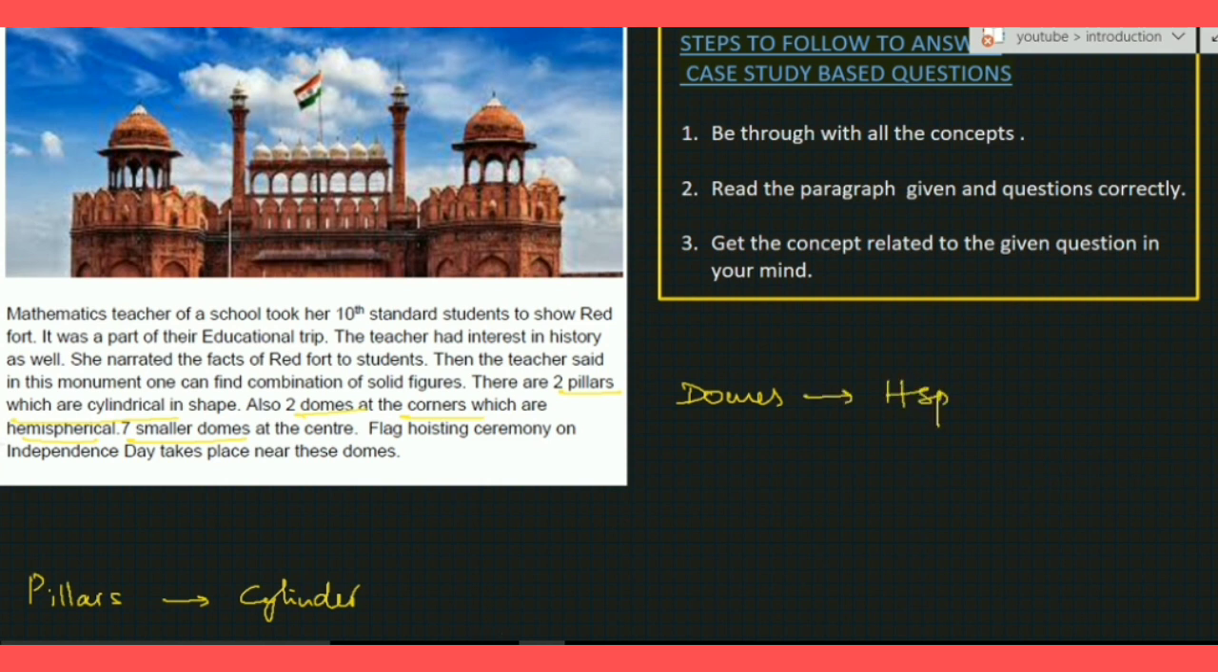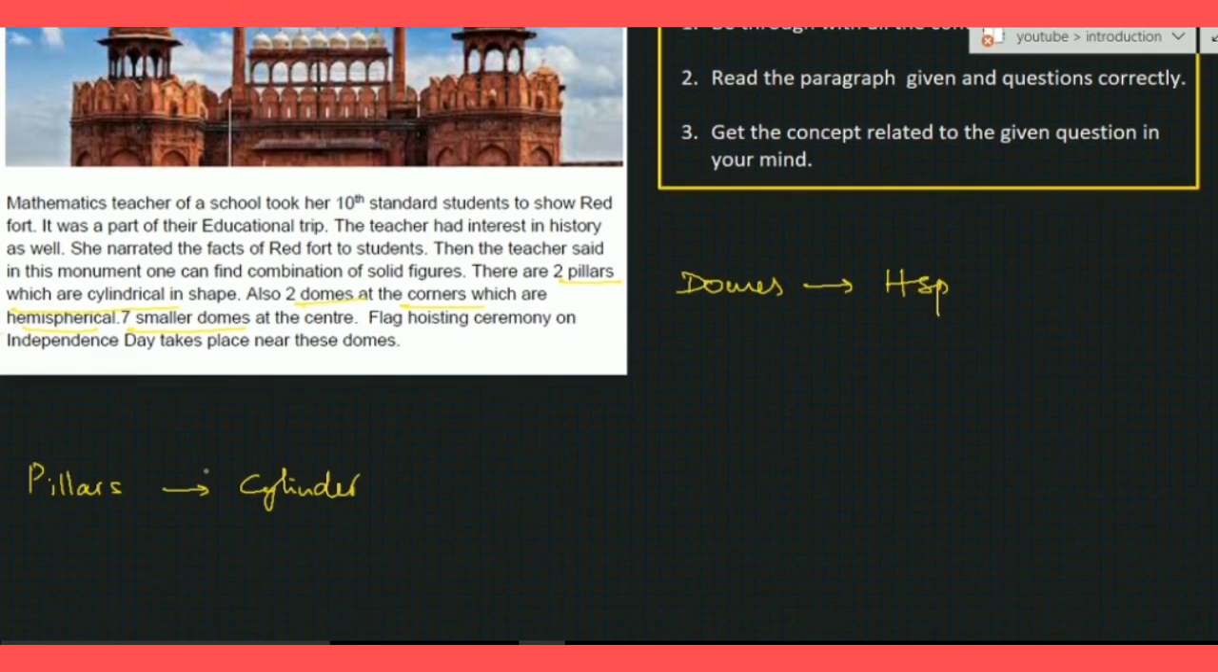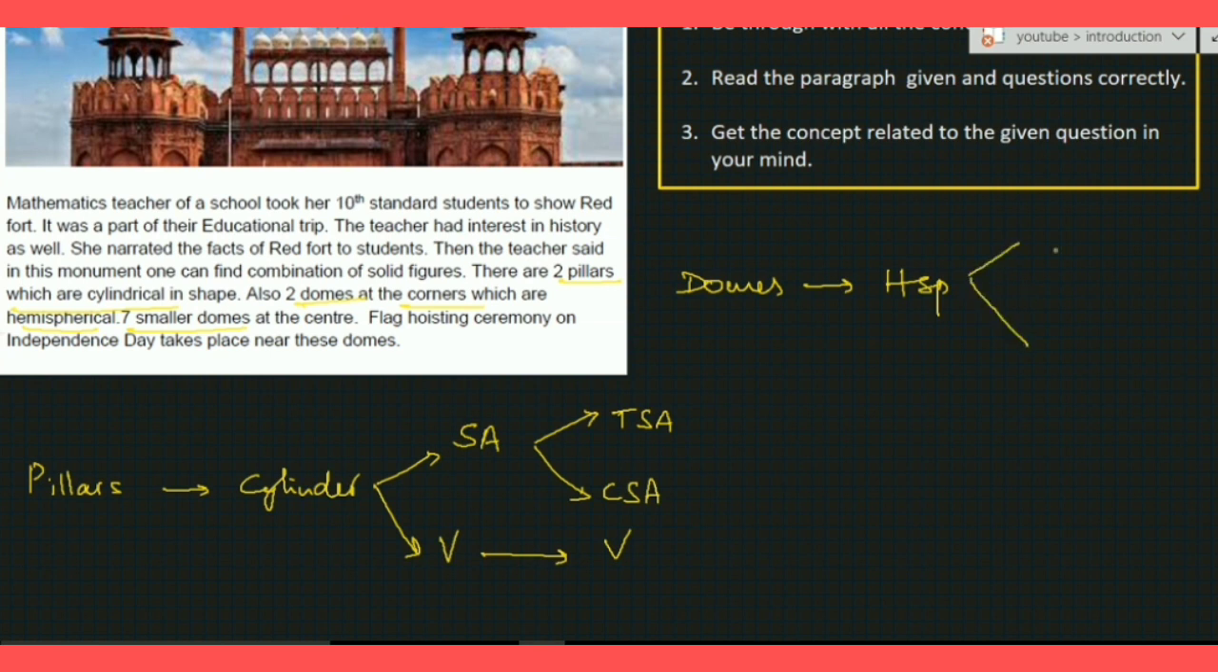Coming to these 2 concepts, pillars means cylinder, so you have surface area and volumes. Surface area again has 2: total surface area and curved surface area, and volume is as usual, so 3 are there. And coming to domes also, you have surface area and volume, and here it is total surface area and curved surface area, and this is as usual volumes.